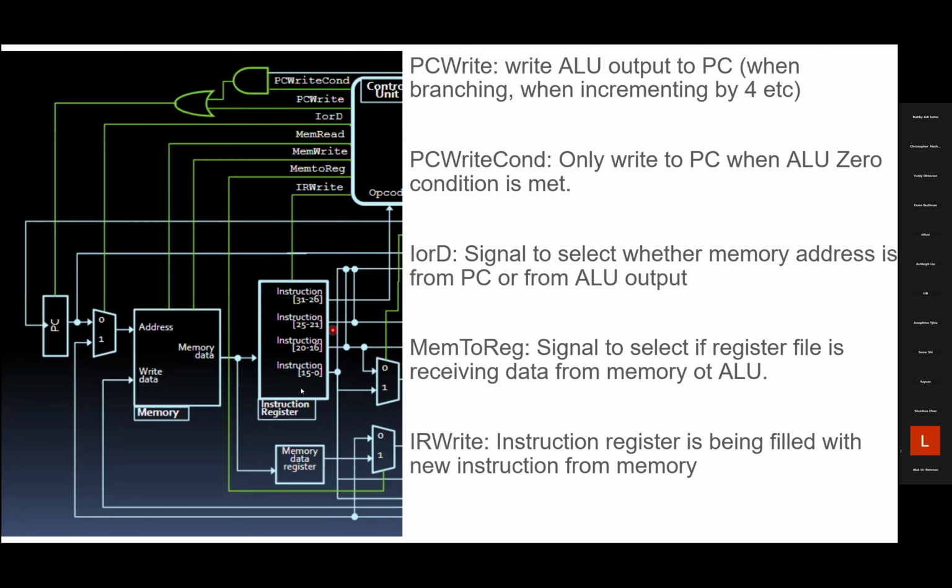First of all, let's familiarize ourselves with the signals that the control unit gives out to control this whole data path, right? First we have PC write. It writes the ALU output to the PC.